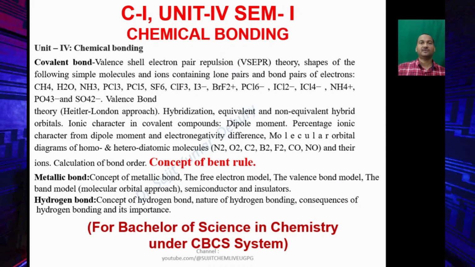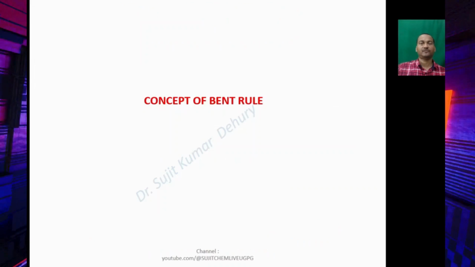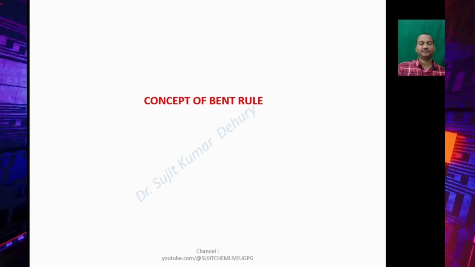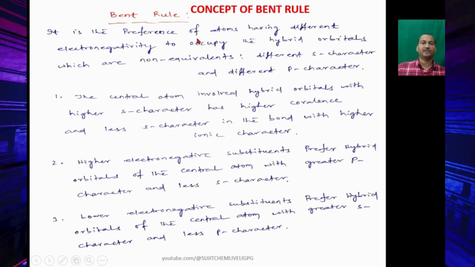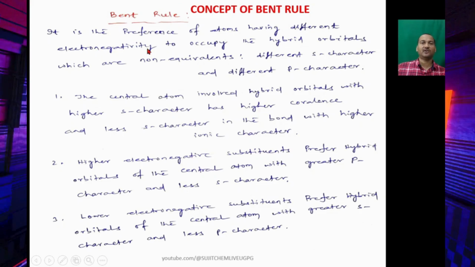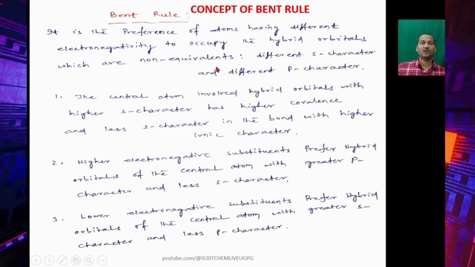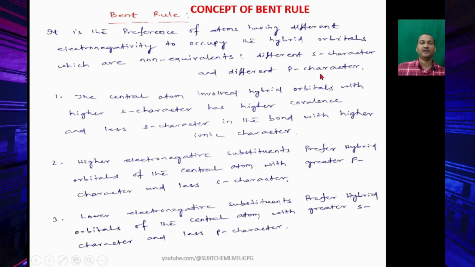So this is the syllabus, Core 1 Unit 4, Chemical Bonding. So today we'll discuss the concept of Bent rule. It is the preference of atoms having different electronegativity to occupy the hybrid orbitals which are non-equivalent, that is, having different s character and different p character.